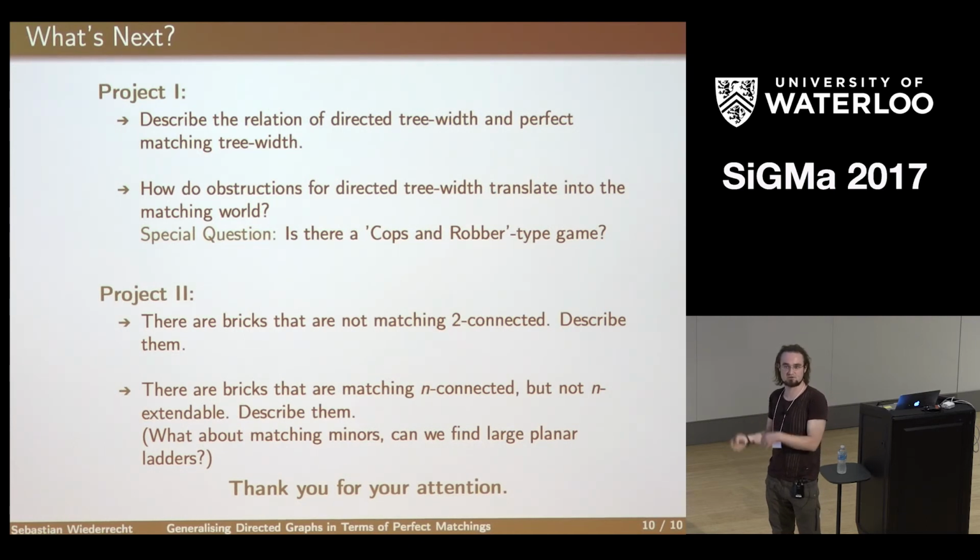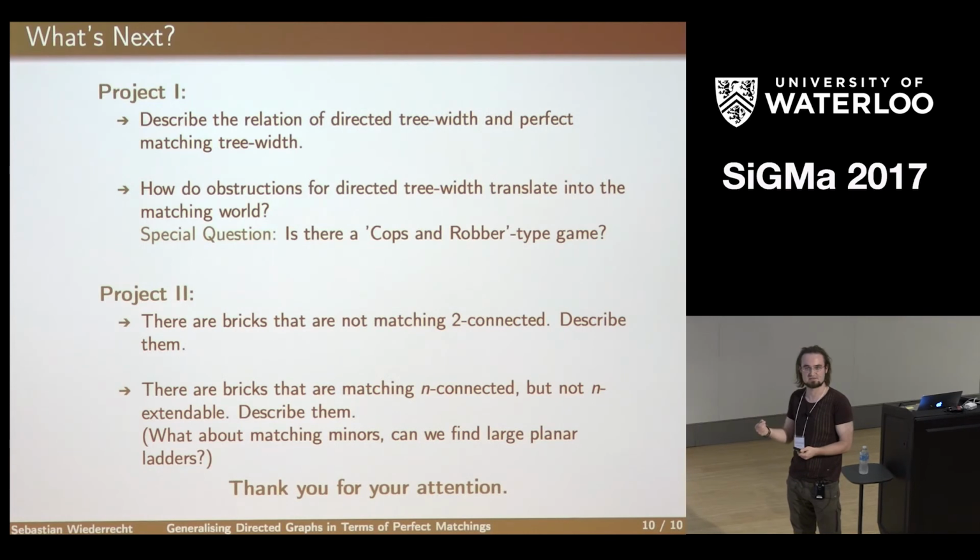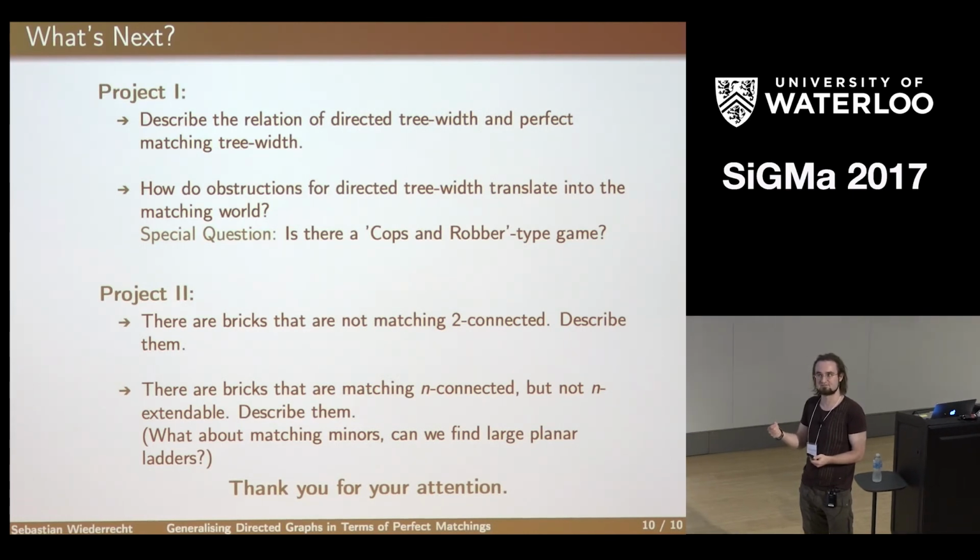So there are matching one connected bricks, but you can define a certain type of matching separations that preserve some cuts, some edge cuts in the graph. And if you look only at these separations, which is our weak notion of connectivity, you will end up that in the bipartite case, this is still the same as matching two connectivity. And in the non-bipartite case, this will give you now two separations. So in this weaker notion, bricks are matching two connected.